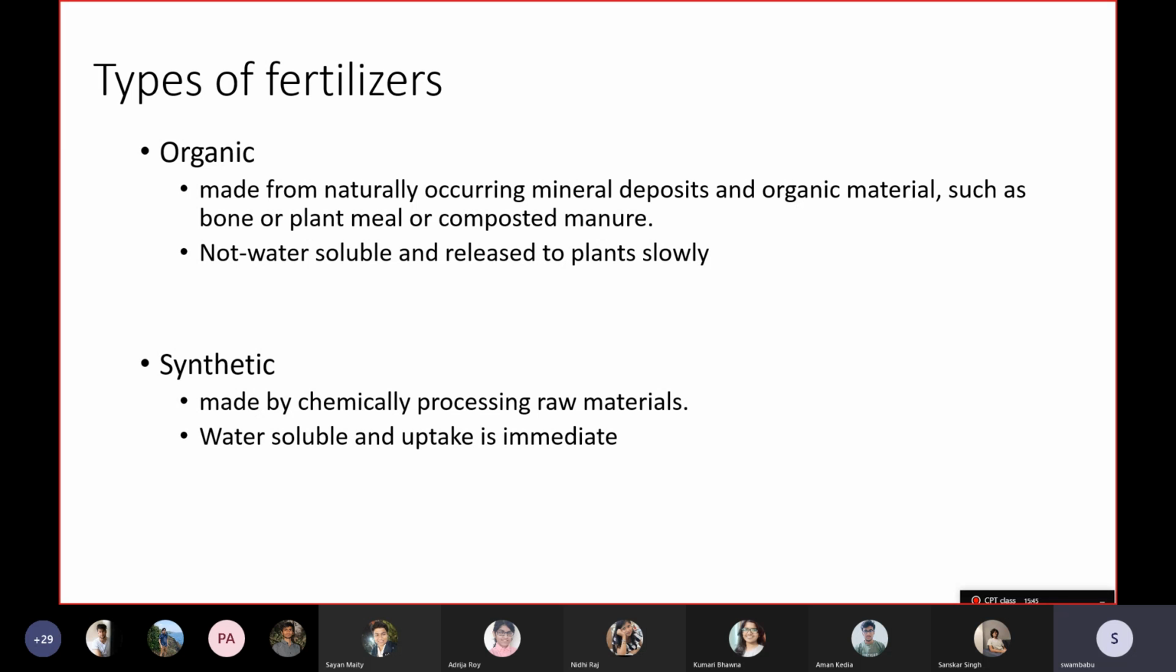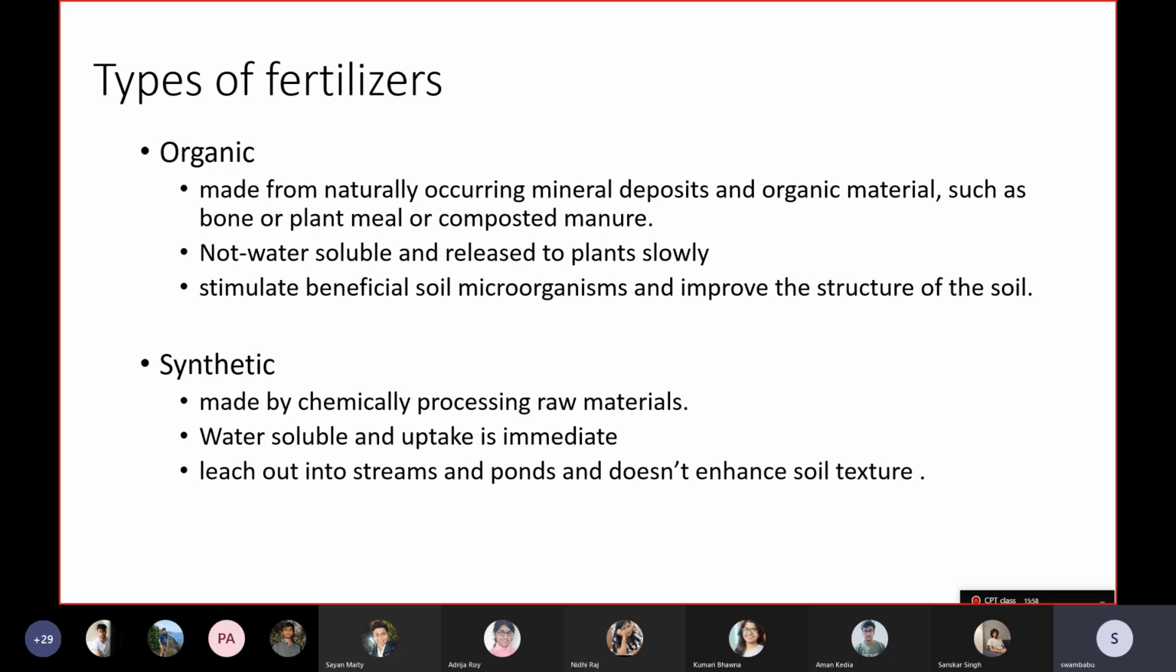Whereas synthetic fertilizers like urea or DAP are water soluble. Since the fertilizer is completely water soluble, the plants can take it up immediately and you can see the growth immediately.